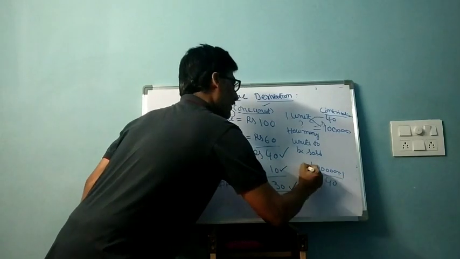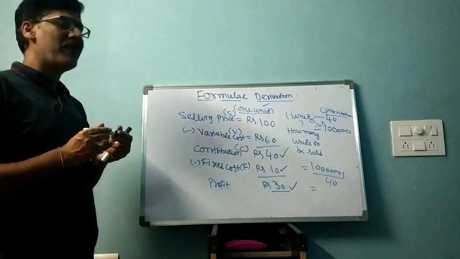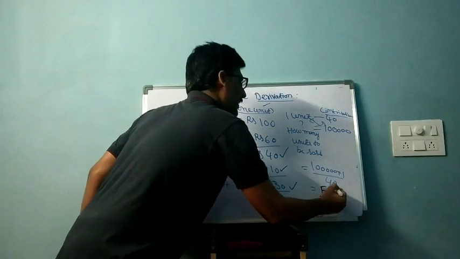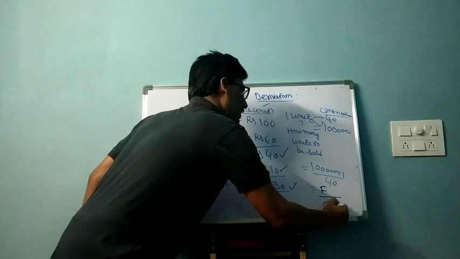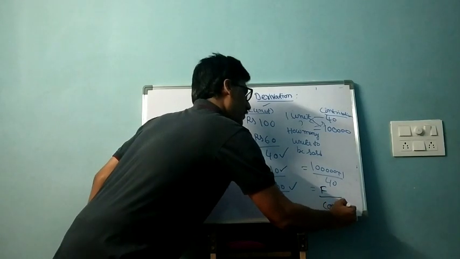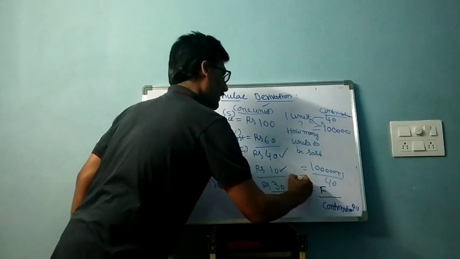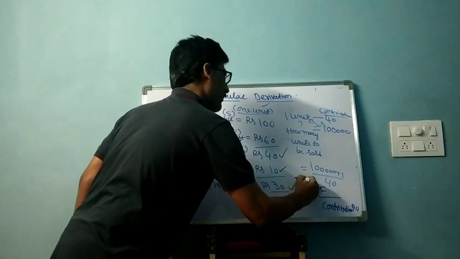Now apply the formula. What is 1 lakh in our example? Fixed cost. 1 lakh is fixed cost divided by what is 40? Contribution per unit. Contribution PU means per unit. This is the formula for getting break-even point.